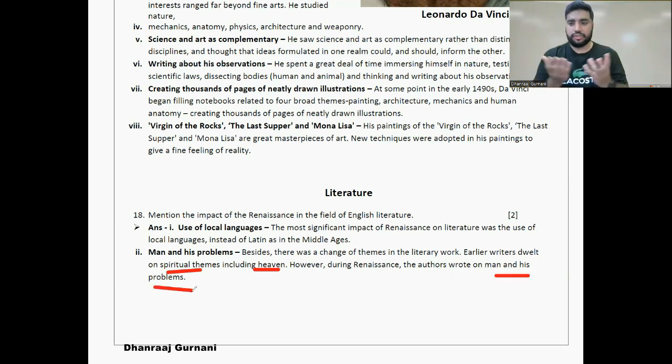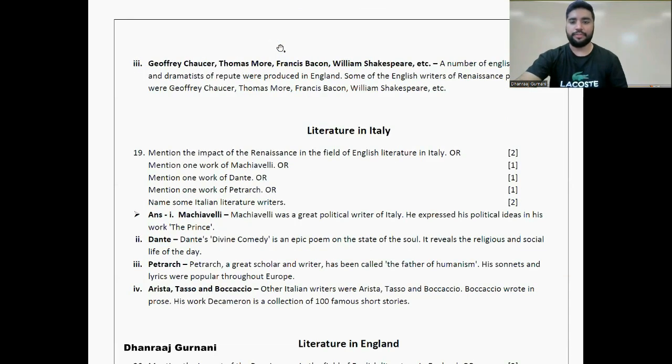That is, we are here speaking about society and their problems, how the society was divided, difference between rich and poor, and so on. So it's not only spiritual, including heaven. That is, not only good stuff, but now we are also discussing and putting light on the problems in the society. That's what they mean by man and his problems. Third point, a number of English poets and dramatists of repute were produced in England. Some of the English writers of Renaissance period were Geoffrey Chaucer, Thomas More, Francis Bacon, and William Shakespeare.